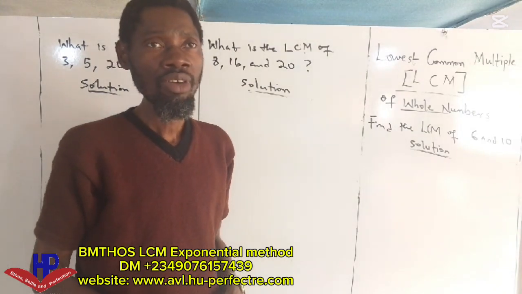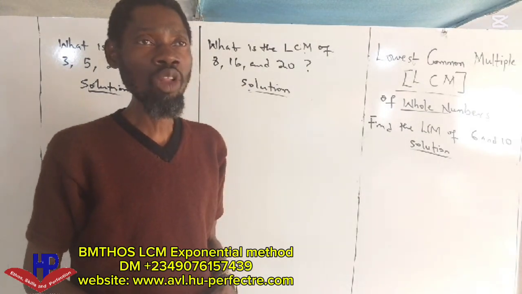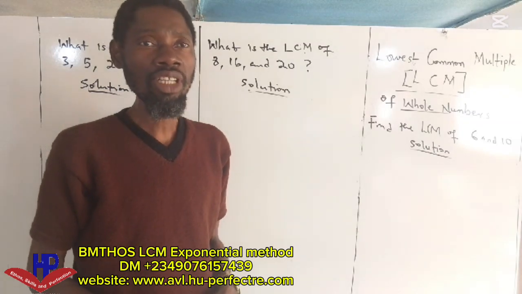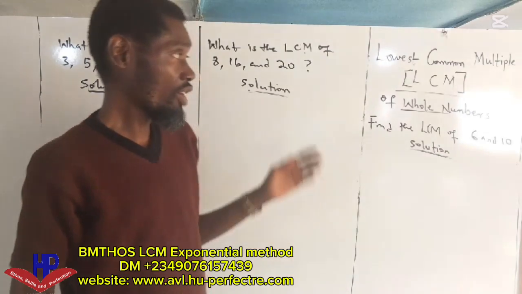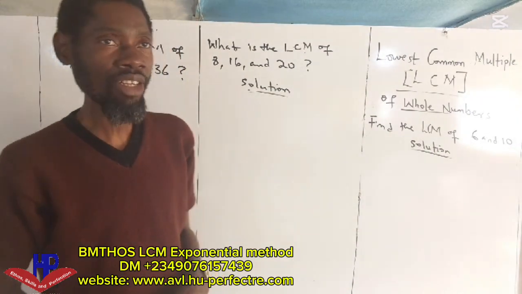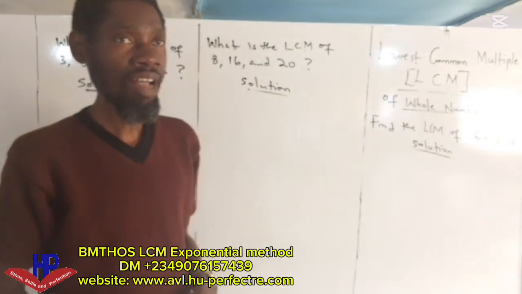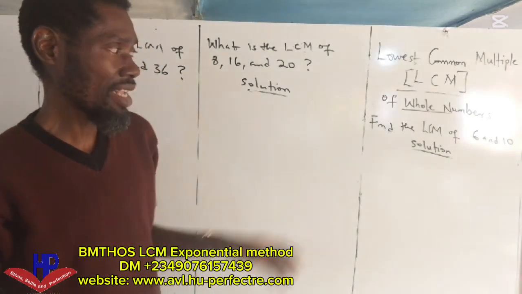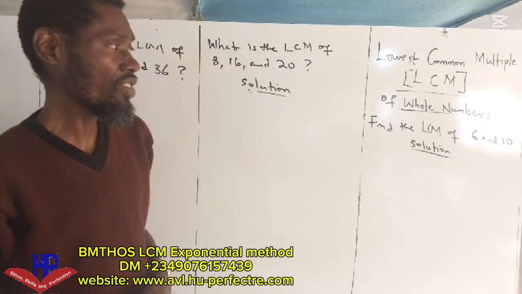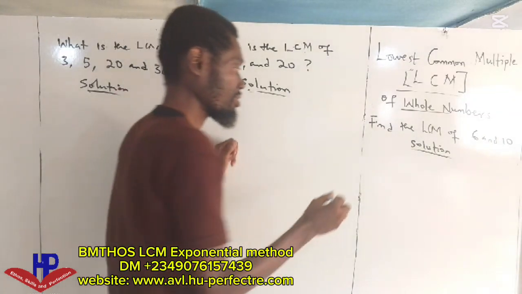For HCF, we picked out the numbers that have the lowest powers or the lowest exponents, and those are the factors that we used. But for LCM, we shall pick out the factors that have the highest power, and those are the factors that we'll be multiplying to get our LCM. Let's start with the first question. Find the LCM of 6 and 10.